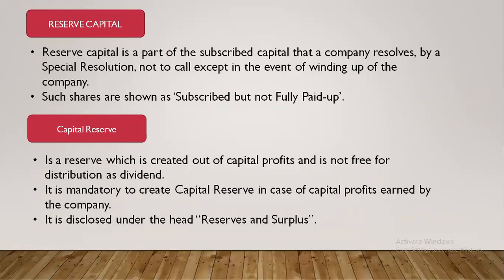Now, capital reserve. It is a reserve which is created out of capital profit and is not free for distribution of dividend. It is mandatory to create capital reserve in case of capital profits earned by the company. And it is disclosed under the head of reserves and surplus.